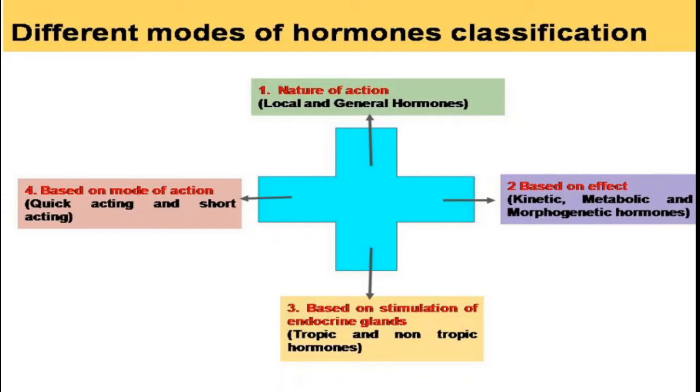Next criteria of classification is based on mode of action. In this, there are two subcategories of hormones. First is quick acting hormones. These hormones initiate immediate response from their target cells. For example, protein and amine hormones. Next are slow acting hormones, which initiate a delayed response. These hormones are small in size and they bind to the protein receptors present in the cytosol, and examples are steroid hormones of reproductive organs and adrenal cortex.